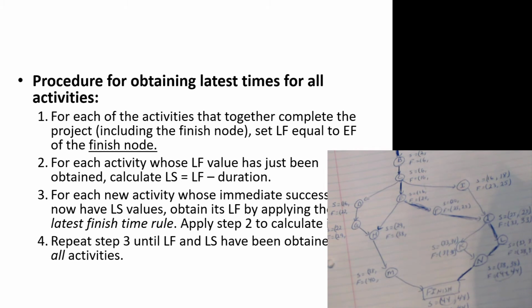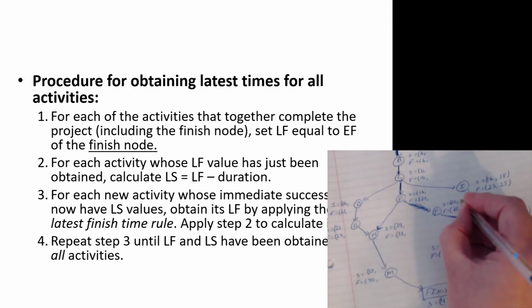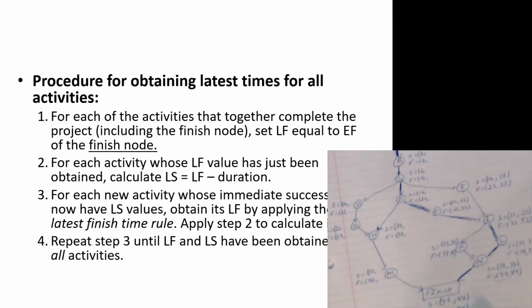Their latest finish times and their earliest finish times are the same. And that can speed up the process quite a bit when we're trying to map this out. If we know what the critical path is, we know that latest start and earliest start are the same, and latest finish and earliest finish are the same. F takes 5 weeks, so 25.